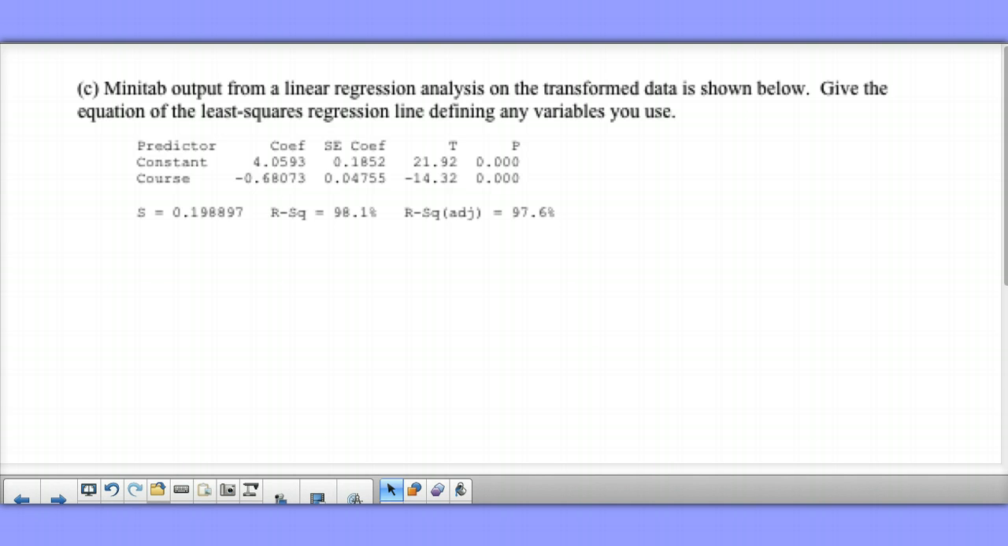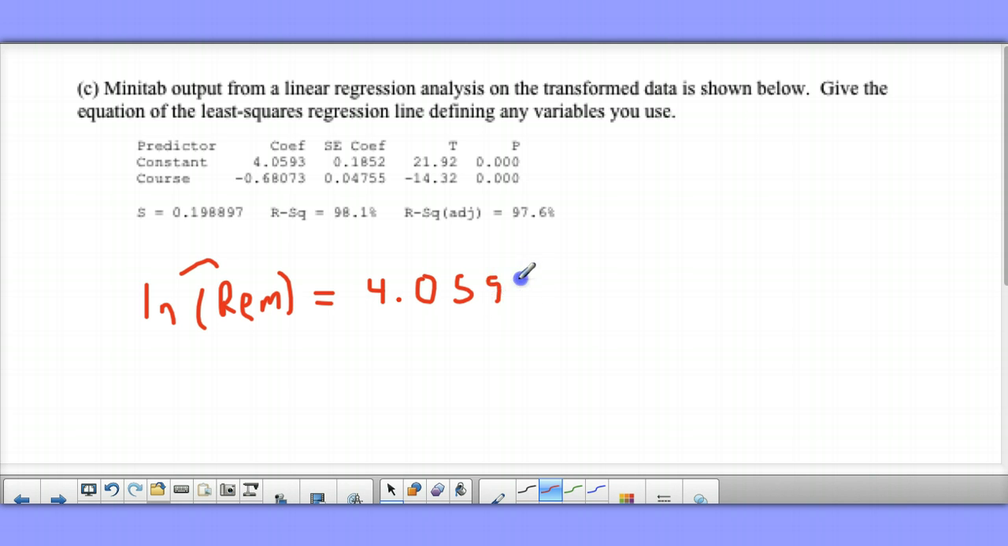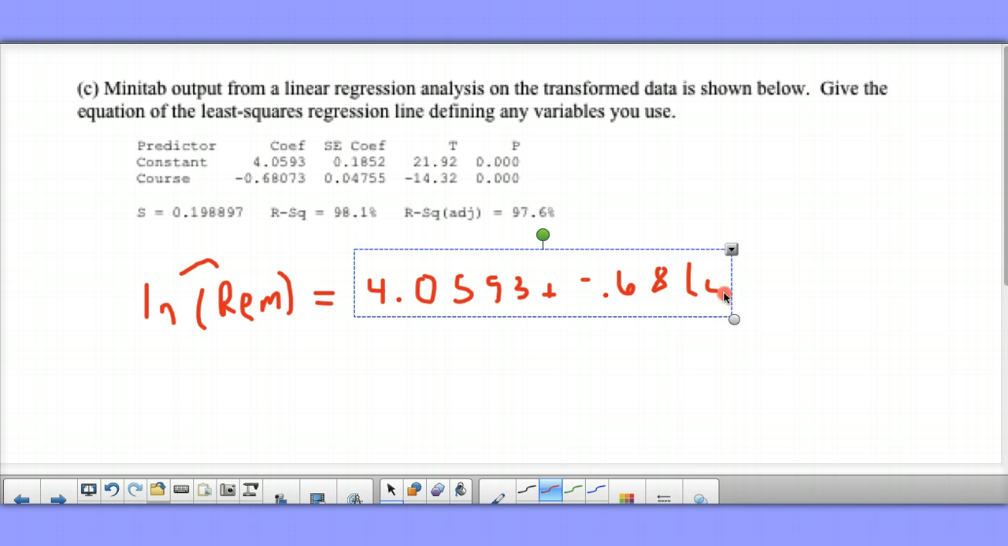So let's write our equation here. Our equation would be natural log of remaining, and I'm just going to use REM for remaining, hat, equals, we'd have our slope, or our y-intercept, which is 4.0593, plus our slope, which is actually a negative, I should have put minus there, negative 0.68073 times the course number. So times the course number.